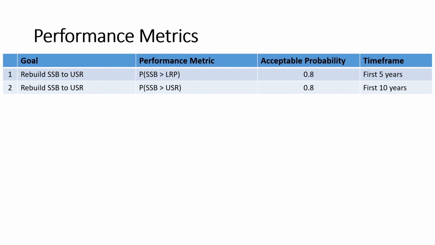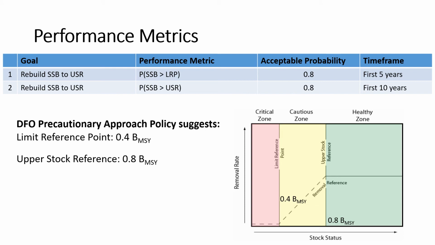That is, any MPs that do not have at least 80% probability of rebuilding the stock above the limit reference point in the first 5 years and above the upper stock reference point in the first 10 years will be considered unacceptable candidates for implementing the fishery. The DFO precautionary approach policy suggests a limit reference point of 0.4 BMSY and an upper stock reference point of 80% of BMSY, and these are the values that have been used in this example.